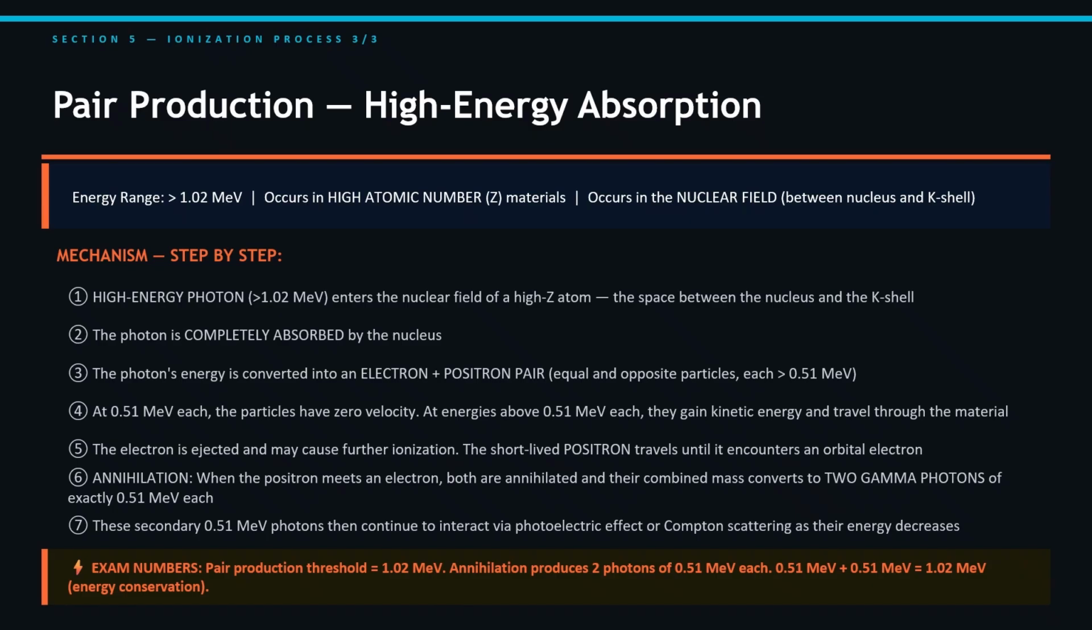One photon enters with at least 1.02 MeV. The resulting electron-positron pair carries the corresponding energy, and annihilation produces two photons whose combined rest energy is 1.02 MeV. For level 3 examination purposes, memorize the relationship. Pair production threshold, 1.02 MeV. Annihilation, two photons at approximately 0.511 MeV each.